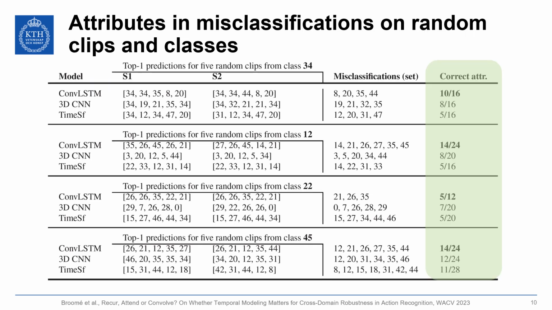And when we looked at the misclassifications on random clips and classes, we found that among the misclassifications, the Convolve for every random class we looked at had the most correct attributes. So it looks like the Convolve focuses on more relevant patterns for the task.